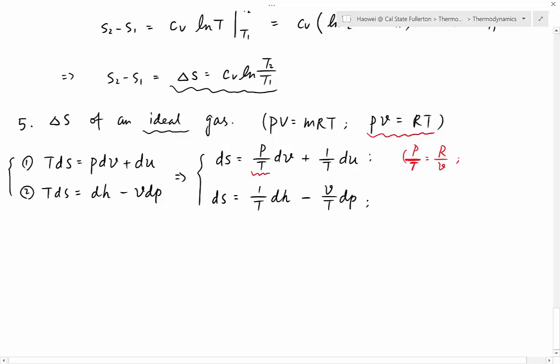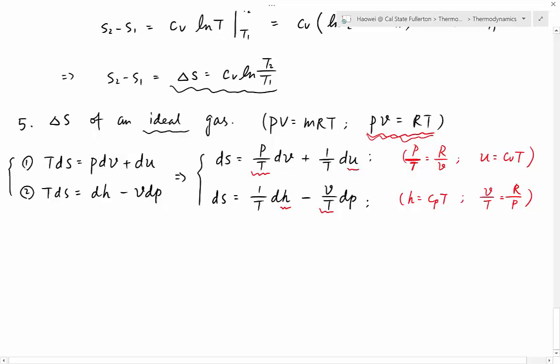So we can rewrite P over T. And next one, U. U can be rewritten to Cv times T, like we said before, and Cv is constant. Okay, and same thing happens to Gibbs equation number 2. First of all, enthalpy H. H can be rewritten to Cp times T. And then nu over T. How do we rewrite nu over T? You go back to the ideal gas equation here. You can find nu over T can actually be rewritten to R over P from the ideal gas equation.